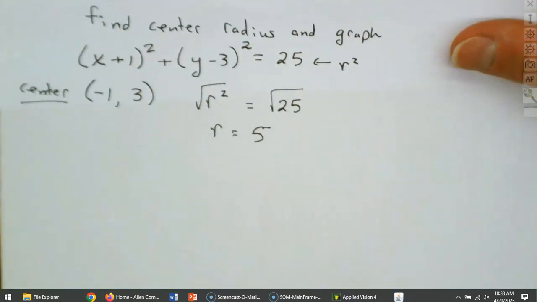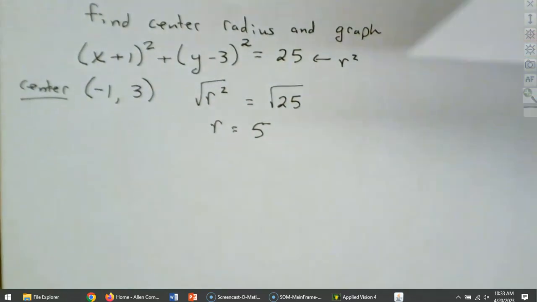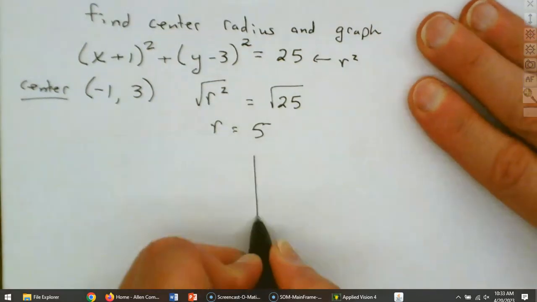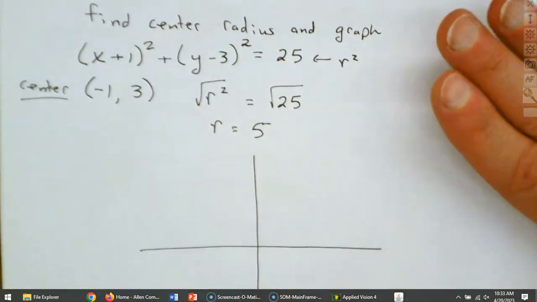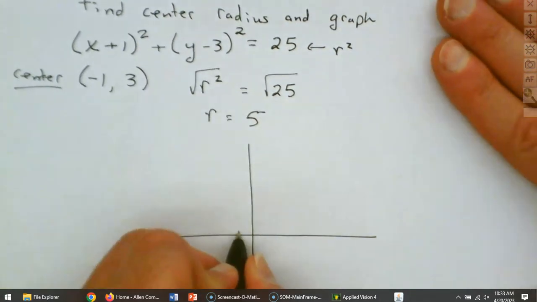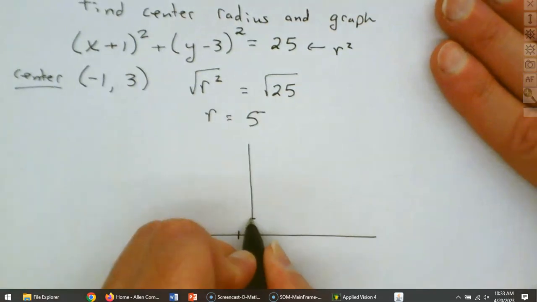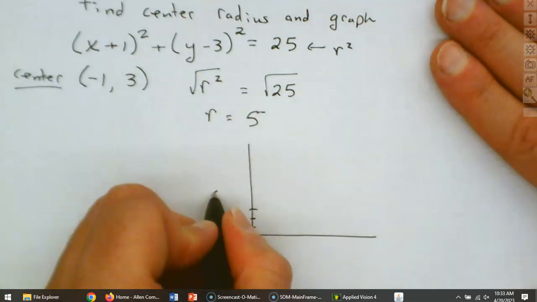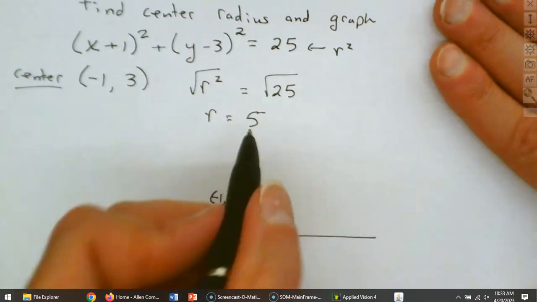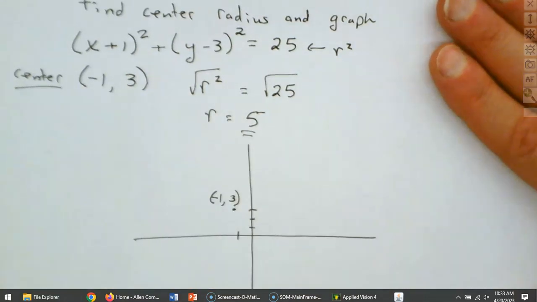How do we graph this now? Well, we graphed a few of these earlier. Well, actually, we just graphed one, but we're going to graph a few more. And what did we do? Well, we had to have our center. So the first thing that we do is we find our center. So where's our center? Our center is at negative 1, so that's back 1 and up 3. So minus 1, positive 3 is here. And what do we do? 5 units in each direction.